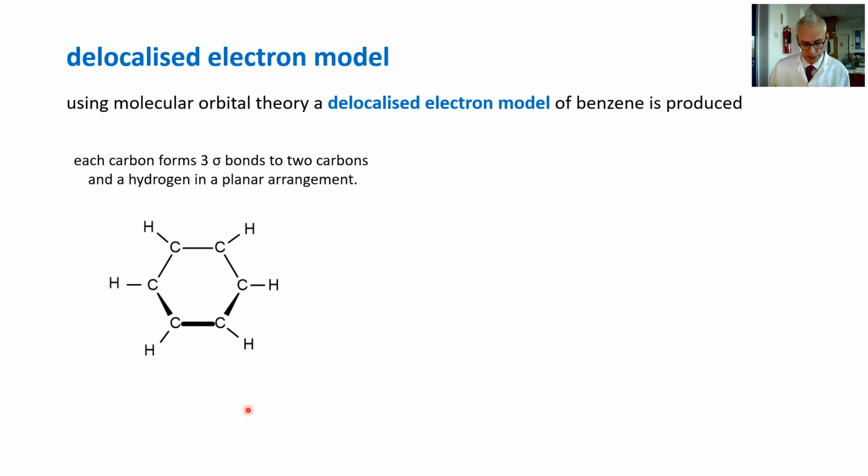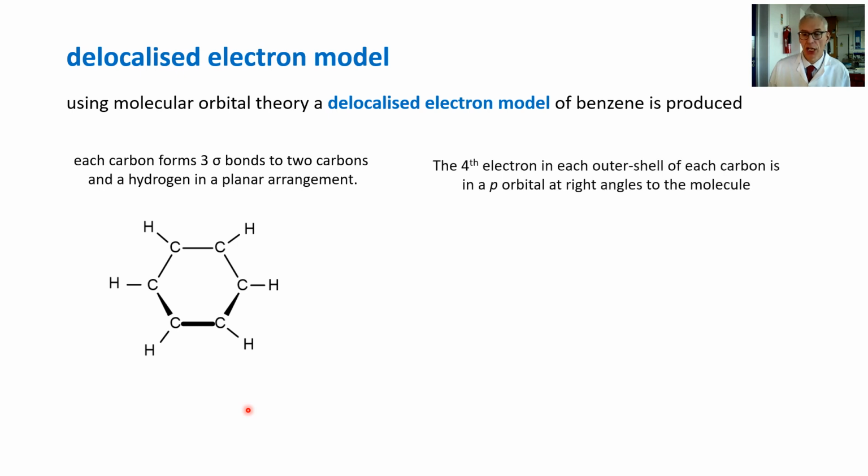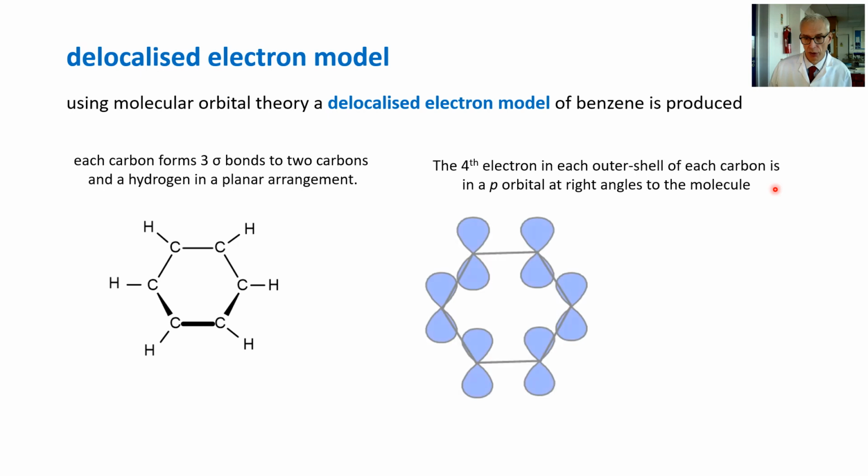But we know that carbon has a 4th electron in the outer shell, and the model proposes that that electron is in a p orbital at right angles to the plane of the benzene ring or carbon ring molecule. So p orbital, if you remember, is 2 lobes, one above and one below the nucleus. Figure of 8 it's sometimes known as, or dumbbell. So each carbon has a p orbital electron. Now those p orbitals are close together and may overlap.